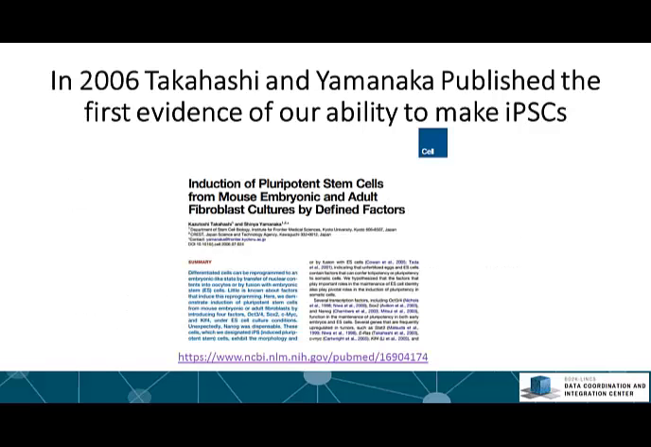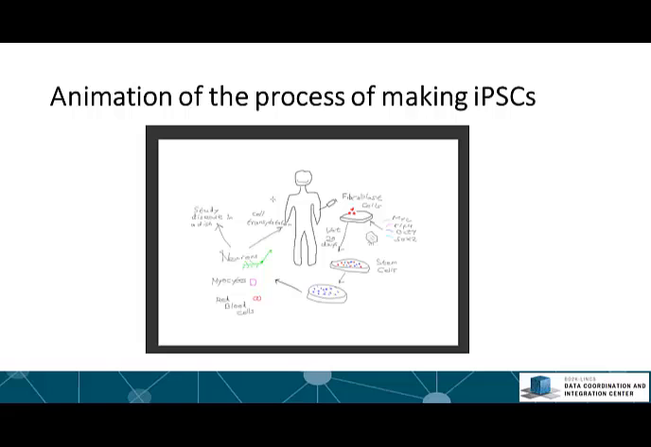In 2006, Takahashi and Yamanaka published the first evidence of our ability to make iPSCs. These findings earned them the Nobel Prize in 2012. This was a huge breakthrough because we can now make stem cells that are indistinguishable from embryonic stem cells from adult cells. So here I created some animation that describes the process of making iPS cells.